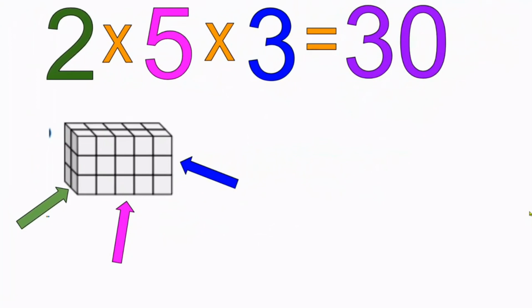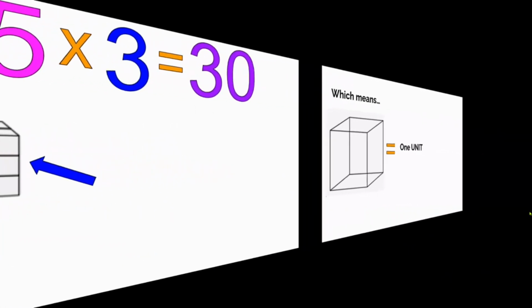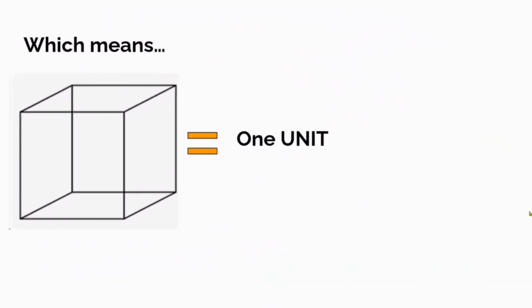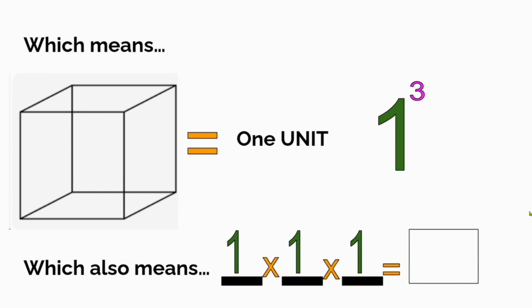When we look at the standard for our grade level, we're considering how many units make up a shape. In this case, we can see the stack is 2 units wide, 5 units long, and 3 units tall. If we multiply that together, 2 times 5 times 3, we would end up with 2 times 5 equals 10, then 10 times 3 equals 30, which means that 1 cube equals 1 unit, or 1 cubed, which also means that 1 times 1 times 1 equals 1.